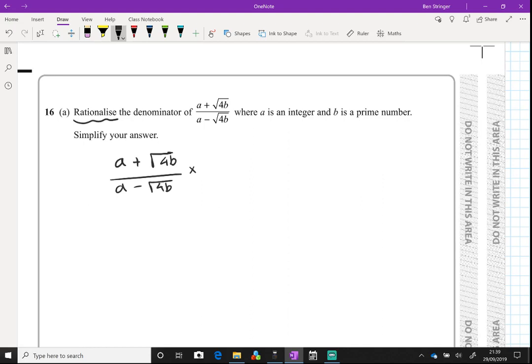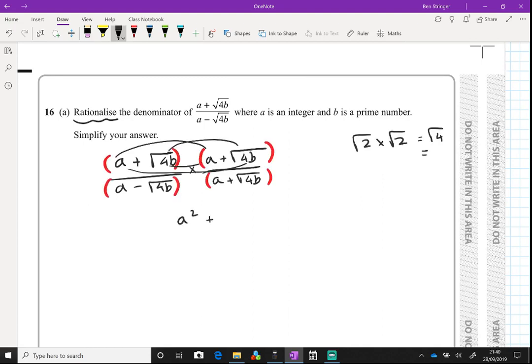Expand the top bracket. Expand the bottom bracket. A squared plus root 4. If you do root 2 times root 2, it's technically root 4, which is 2. If you multiply a root by itself, it just pops out the number within the root. Nice thing to do. So when you do root 4b times root 4b, it's just going to be 4b, and then a times root 4b, and then plus a times root 4b. We've got two lots there, as you can see.